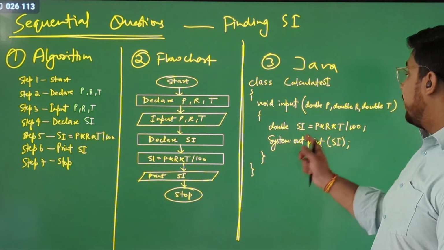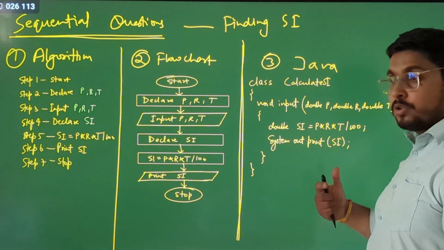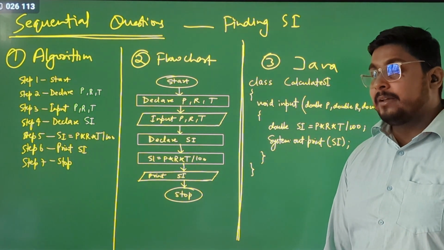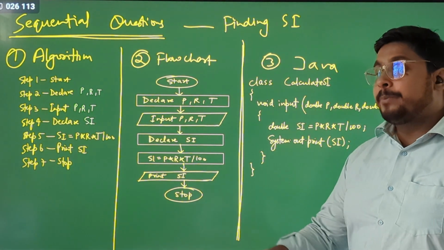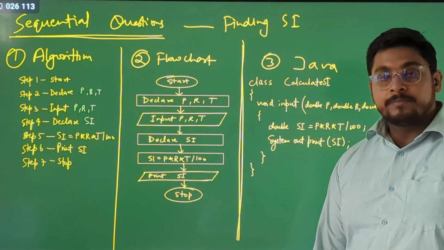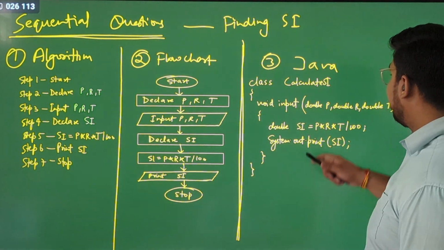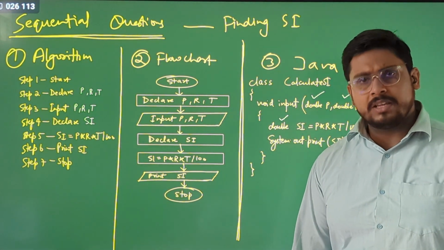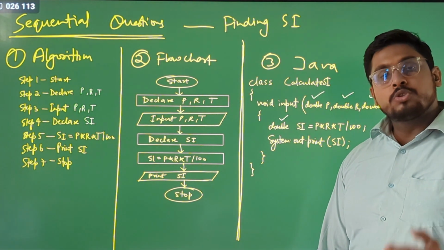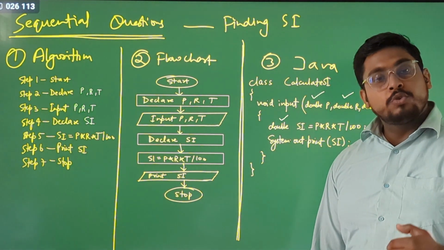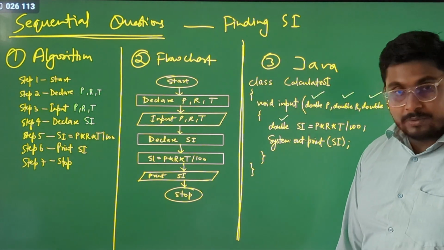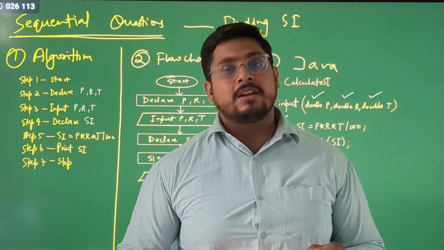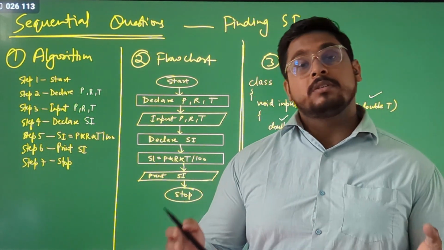Then what did we do? We declared SI, and in the same line we calculated also. And then after that, we used System.out.print and we printed the SI. Means we must remember that in Java, we print by using System.out.print. We declare the variables by using double, but sometimes, sir, I have seen that you have used int. Yes, no issues. You use int to store integers and you use double to store decimal values. Is that clear?